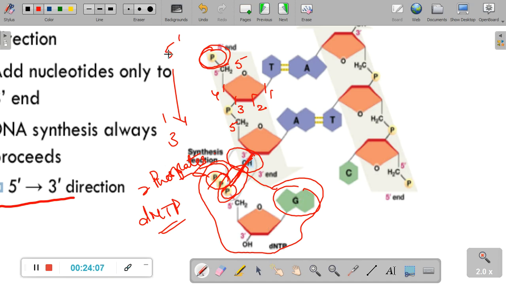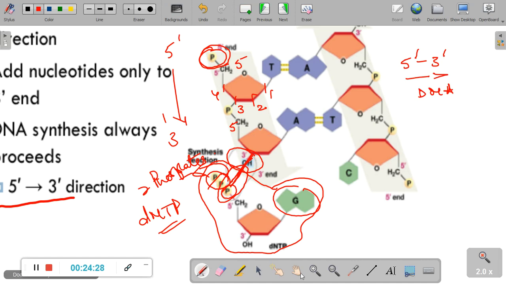So what is the direction of synthesis of DNA? This is very important. You must remember the direction of synthesis is always from the 5' end to the 3' end. So this is the direction of formation, or the synthesis, of DNA. And why is this so? Because the phosphate group can only be added to the 3' end, the hydroxyl end of the deoxyribose sugar.